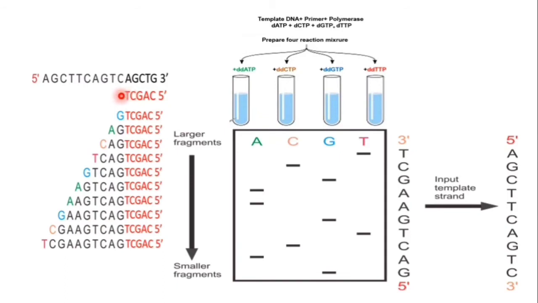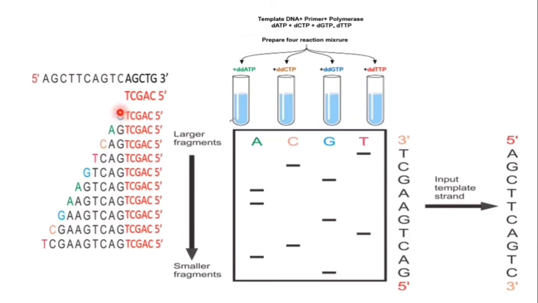Okay, at that time the termination will occur. Here you see this is the primer, this is the labeled primer. Here in the G tube, first the polymerase adds ddGTP, so the growth of this chain is stopped.